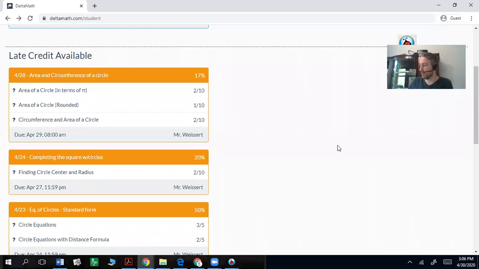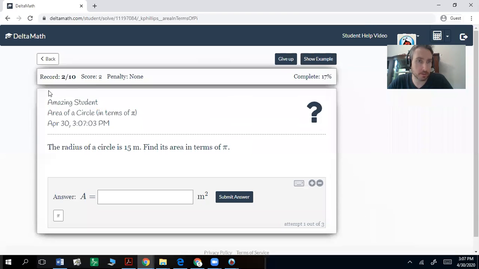All right, let's look at another skill that you might need help with. We'll talk about area and circumference of a circle. Okay, so there's 3 skills on this one. We'll hit up each one. So let's do area of a circle first.